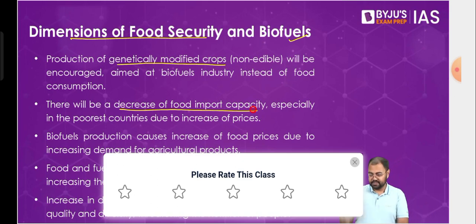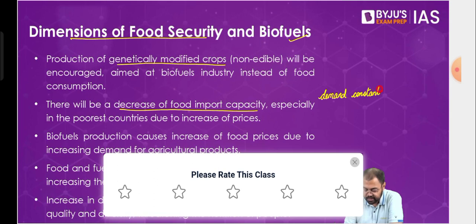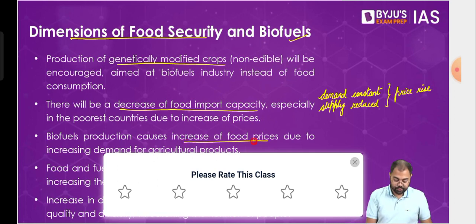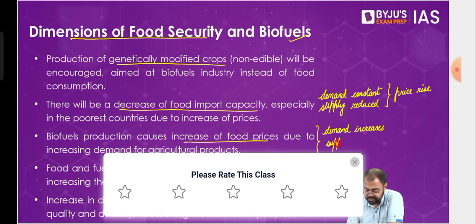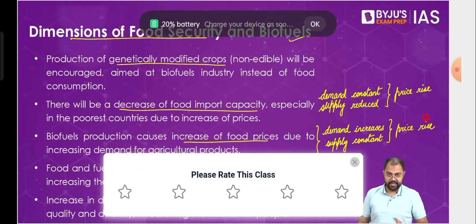Basic economics, right? So I'm just writing it here. Demand is constant, supply is reduced. What will happen? This will lead to a price rise. Similarly, there is an increase in food prices due to increasing demand for agricultural products, because the same crop will be used for both food and fuel. So demand increases. Supply is constant because it's not that our productivity has increased. What will it lead to? Again, price rise. So the price of food items is anyway going to increase.